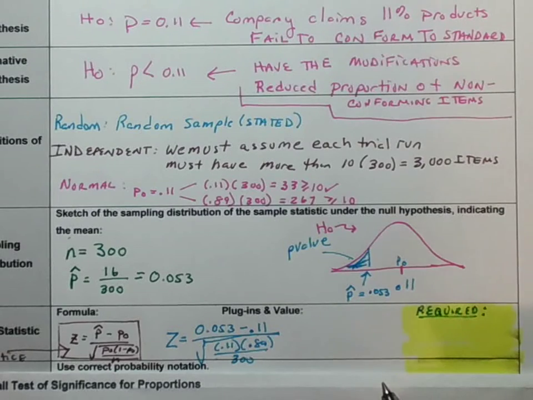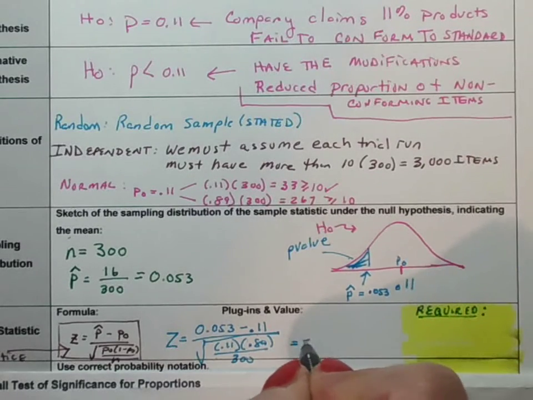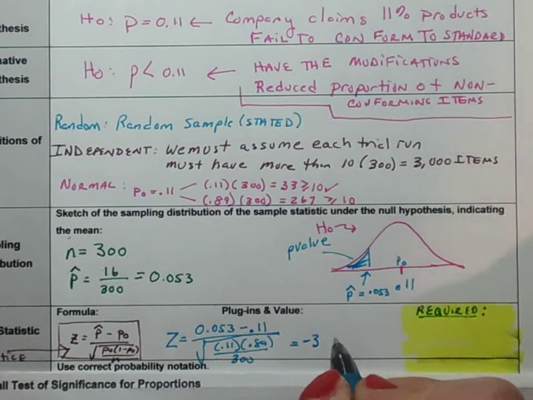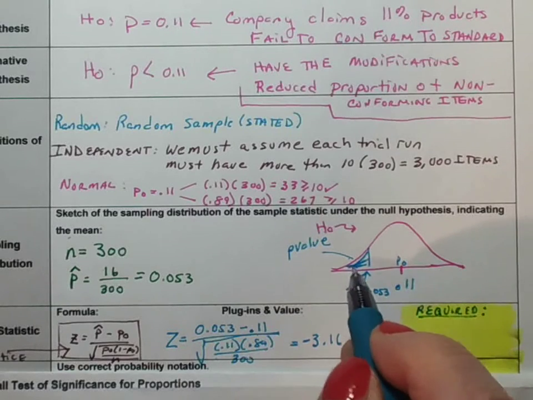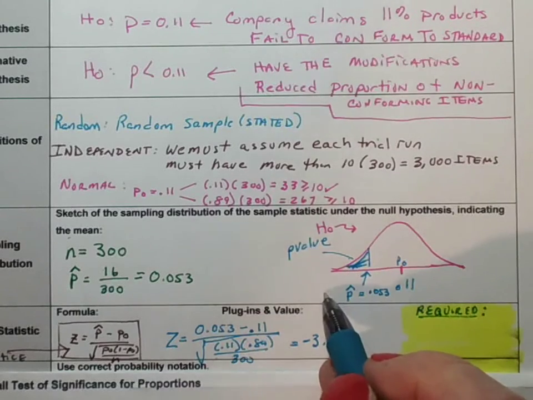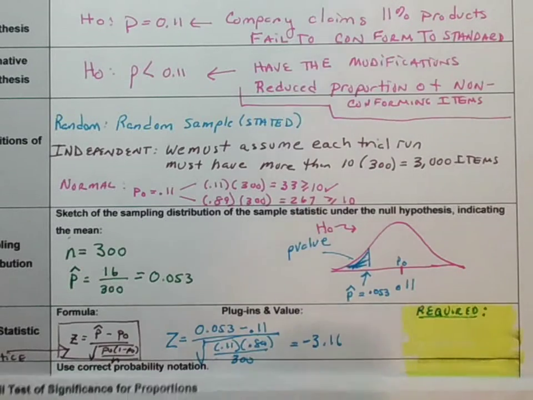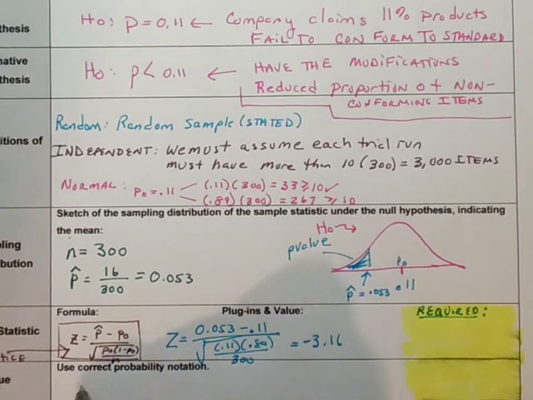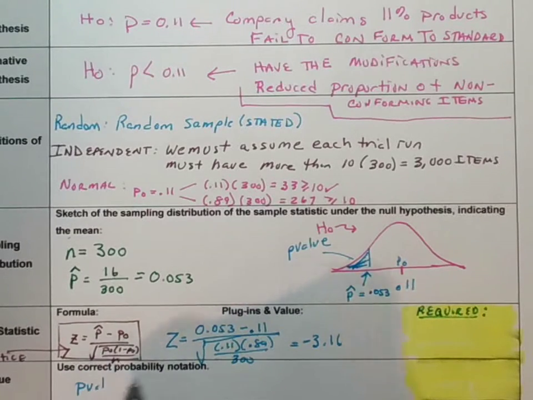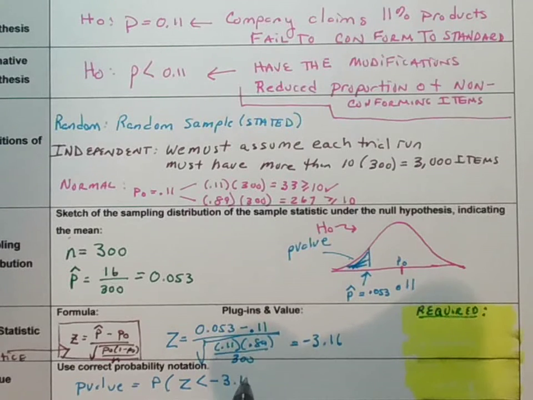And you'd use your calculator and you would get negative 3.16. And you should be saying to yourself, this is going to have a very small area because I'm 3 standard deviations away from the mean. So here you have z equals negative 3.16. To calculate the p-value is equal to the probability that z is less than negative 3.16.